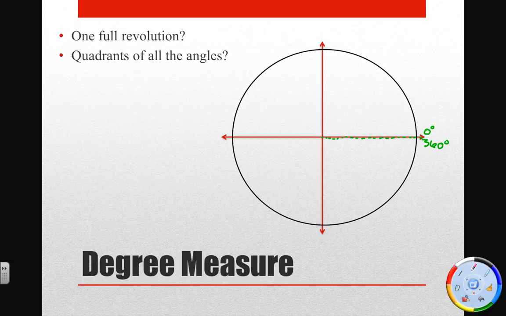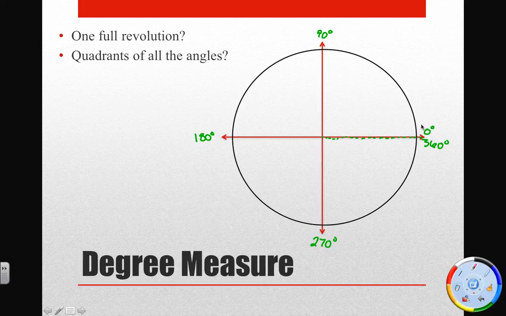I'm going to answer this question in a slightly different manner here. If I was to go halfway around the circle, that would be 180 degrees. If I was to go a quarter of the way around the circle, that's 90 degrees. And if I was to go 3/4 of the way around the circle, that would be 270 degrees. So quarter revolution, half revolution, and 3/4 revolution. Those are actually called quadrantal angles because they're on the line between quadrants.